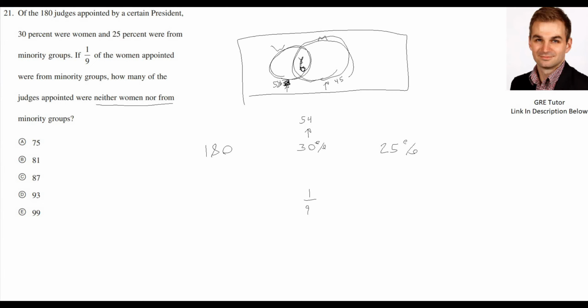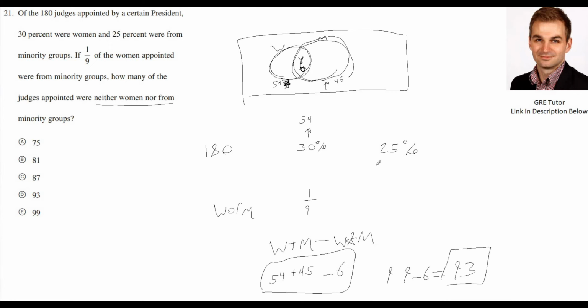So what is the probability of being W or M? So W or M is going to be equal to W plus M minus the intersection, minus W and M. Alright, so W is 54, M is 45, minus 6. 54 plus 45 is 99, right? 50 plus 40 is 90, 5 plus 4 is 9, minus 6 is going to be equal to 93.